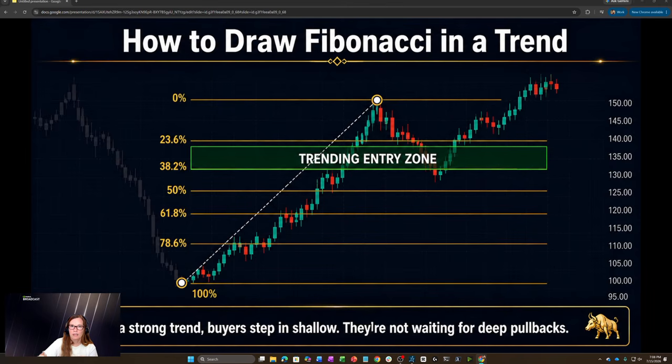Now, in a trending market, the entry zone that I'm watching first is the 23.6 to the 38.2 level, not just the 38.2. It's the zone between those two levels. That range is where strong trend momentum typically finds its buyers on pullbacks in a trending market.